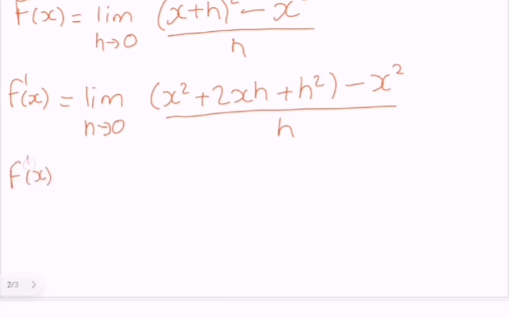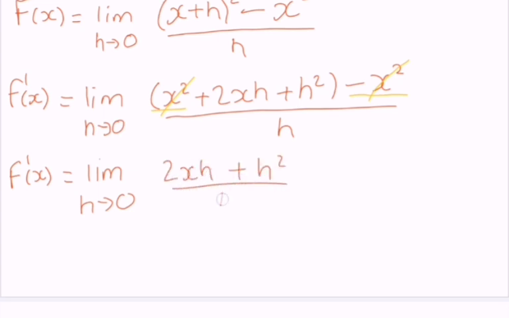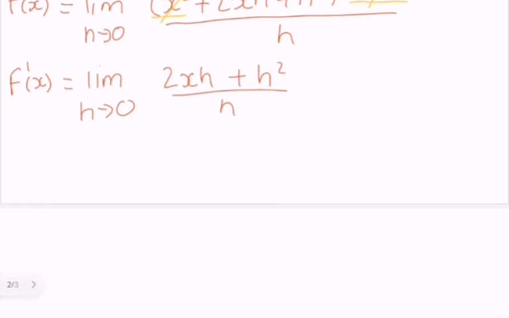f prime of x is equal to the limit as h approaches 0. Then as you can see, we group the like terms. This and this are like terms, which means it's like 1 minus 1, which is 0. This cancels this. Then we are left with 2xh plus h squared all over h. Then we continue.